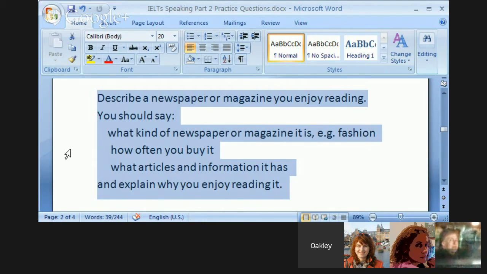Think about a newspaper or magazine you read when you were younger, or think about one your friend reads, or just think about one that you know of. Whatever's easiest to talk about.